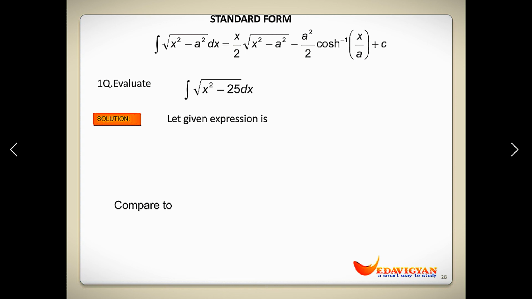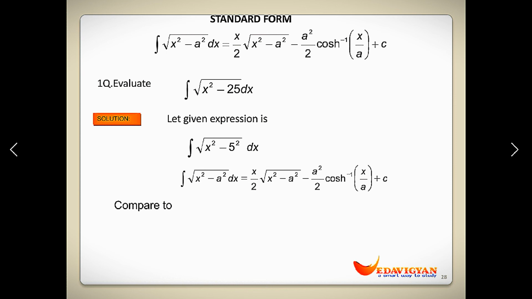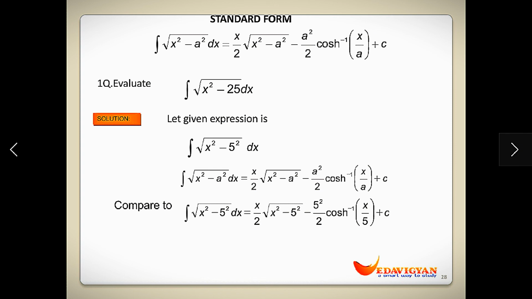Evaluate the integral of square root of x square minus 25 dx. The given expression is rewritten, as 25 can be written as 5 square, so square root of x square minus 5 square. This equation is compared to the standard form. After the comparison, a is 5, and we get x by 2 square root of x square minus 5 square, minus 25 by 2 cosh inverse x by 5 plus c. This is the resultant solution.